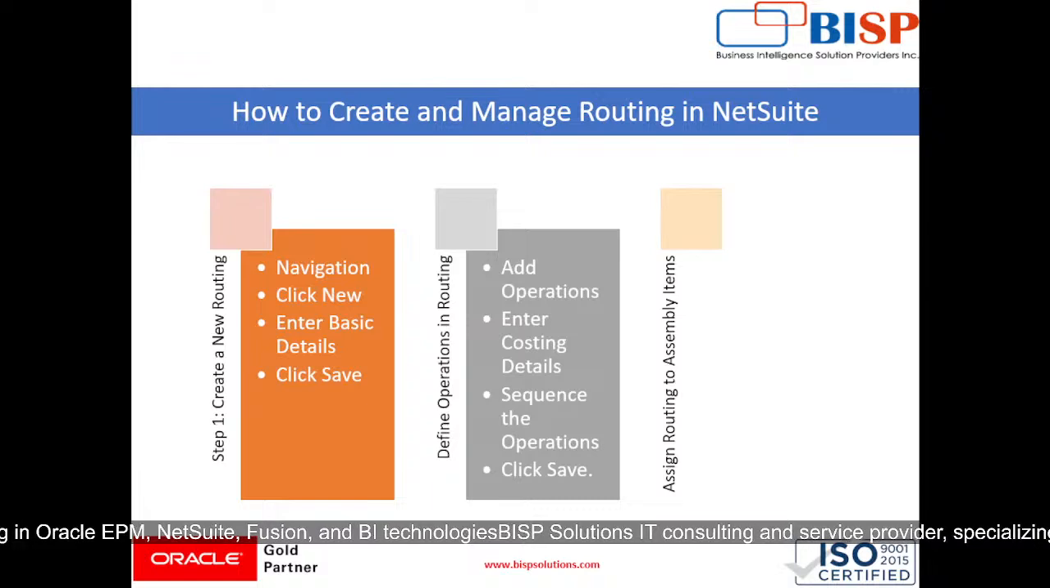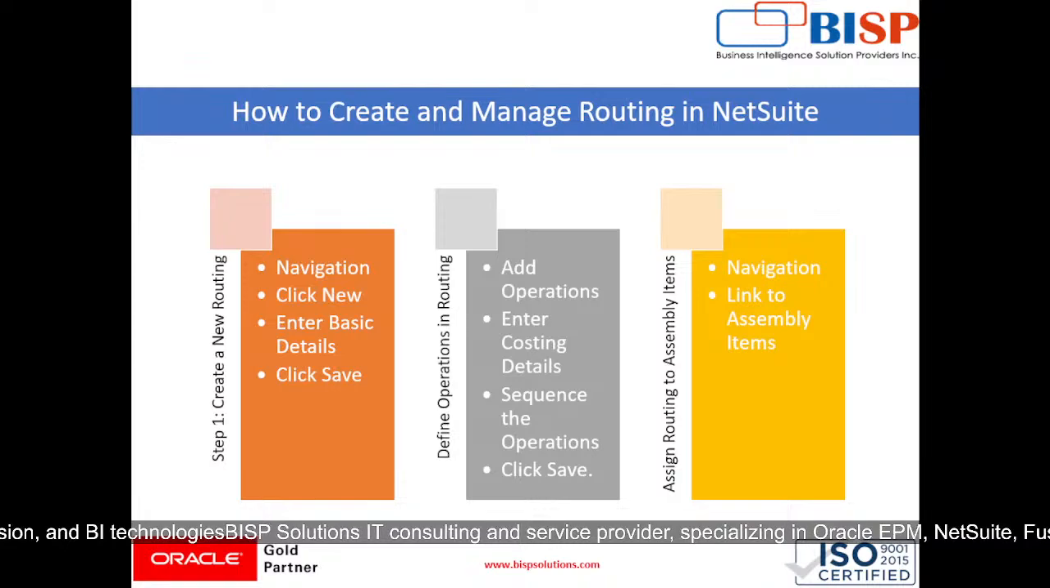Next step is defining operations in routing, where we add operations: we click on operations and add the sequence of tasks, define the work center for each operation, and then specify the setup time and run time. Then we enter costing details, which define the cost template to calculate labor and machine cost. Then we sequence the operations, ensuring operations follow the correct order, and then we click on the Save option.